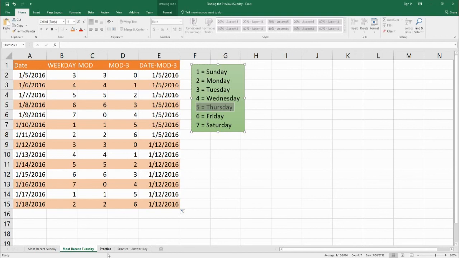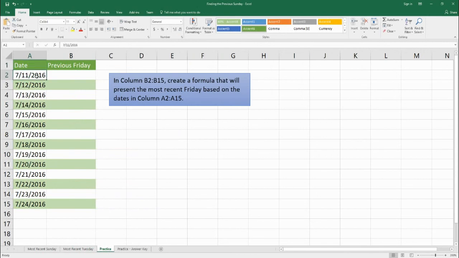So for practice, we're going to be using today's date. I want you to find the most previous Fridays in this column using the dates in this column here. So when you finish, you can check your answers here in the practice answer key.